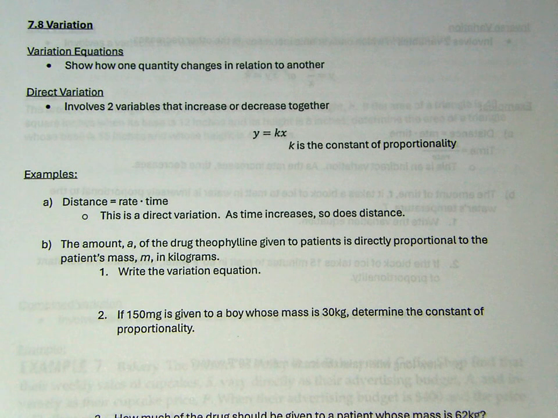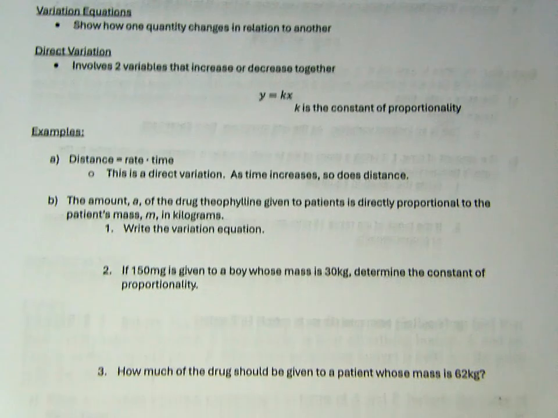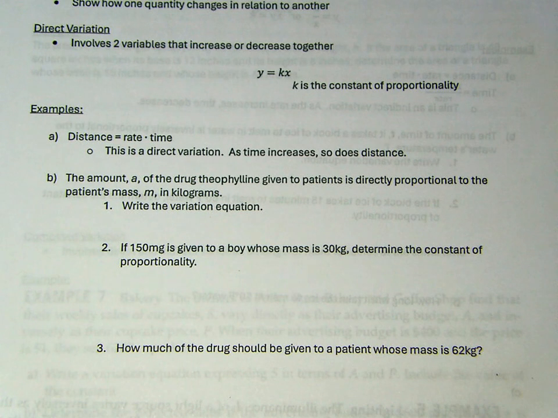The other problem, the B, is actually more like what you're going to see on some of your homework, and it's going to walk us step by step through how this works. So this is talking about a drug. These are going to be a lot more real life applicable than some of the other problems maybe that we've had. It says the amount A of a drug, theophylline, is given to patients directly proportional to the patient's mass, which is M, in kilograms. So the amount of the drug is A, and the mass of the patient is M.